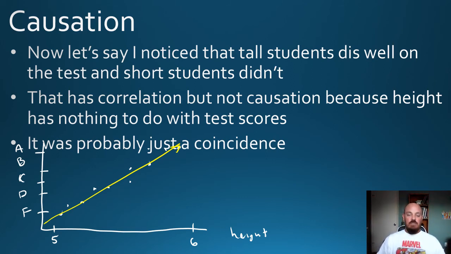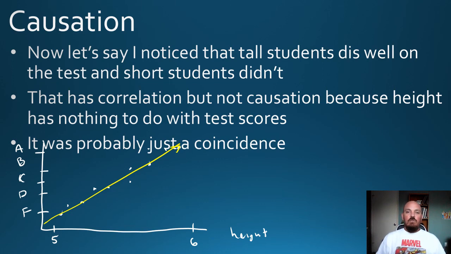I would be shocked if I gave a test and found out that all my tall students got an A and all my short students got an F. It would be the weirdest coincidence ever. But you get the idea. If that did happen, it would be a complete coincidence, and we would say there's no causation there. There's nothing that causes a tall person to do well on a test, or a short person to not do well on the test. But on the last example I gave you, it definitely does. The person who does all their homework is probably more likely to do well on the test. The person that doesn't do any homework is likely to not do as well.